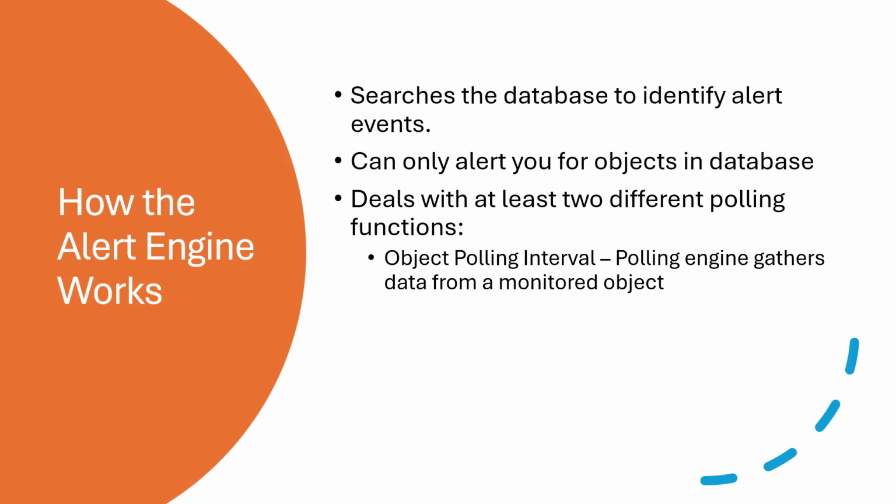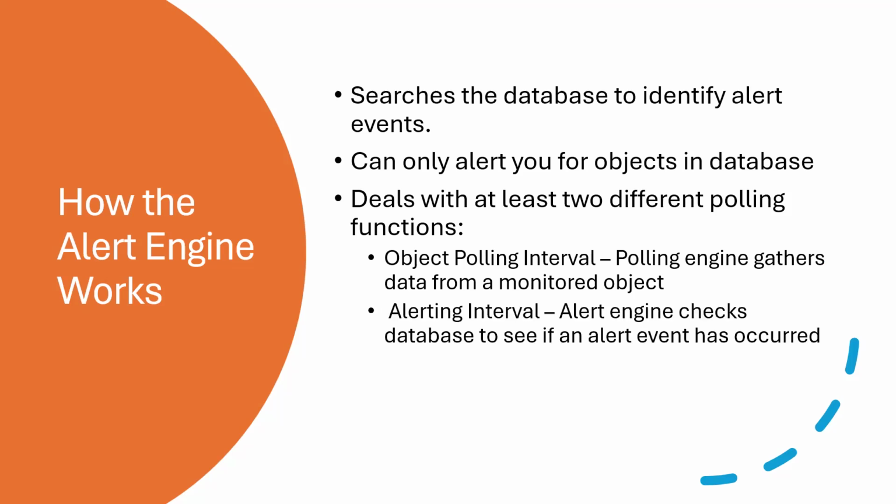It basically deals with 2 polling functions. One is the object polling interval, where the polling engine gathers the data from whatever devices you are monitoring. The other is the alerting interval, where the alert engine checks the database to see if any alert event has occurred, meaning whether the condition you have configured for your alarm is true or not.